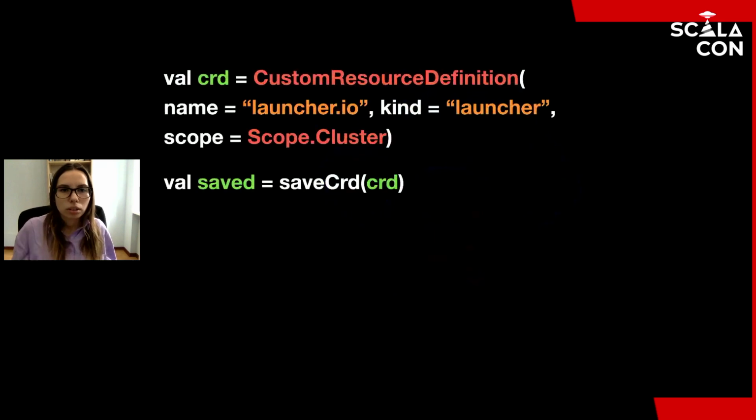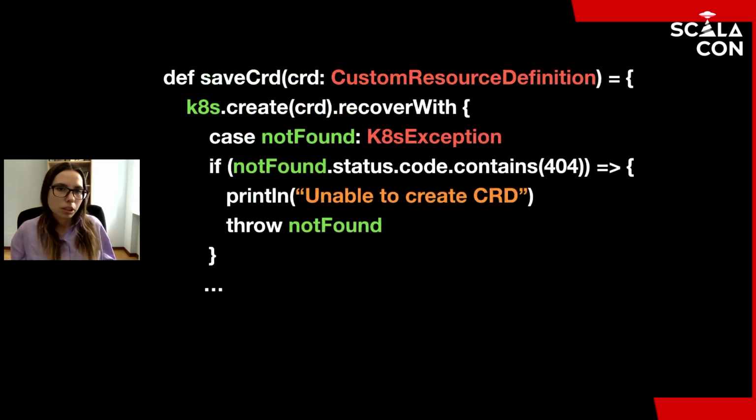And actually, the creation of custom resource definition is very simple using this library. You just have to provide the name, the kind of the object, its custom kind, therefore it has a custom name. In most of the cases, we're already seeing pod being the kind or deployment, and here is the custom kind called launcher. The scope would be cluster, and she created this CRD by calling the save CRD method. Let's see what's inside the save CRD method.